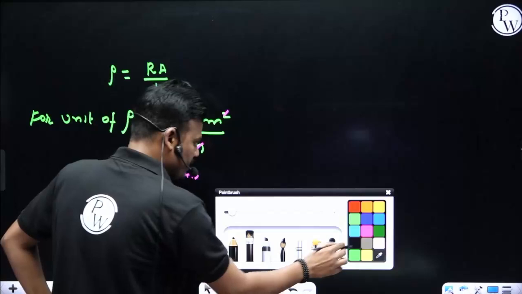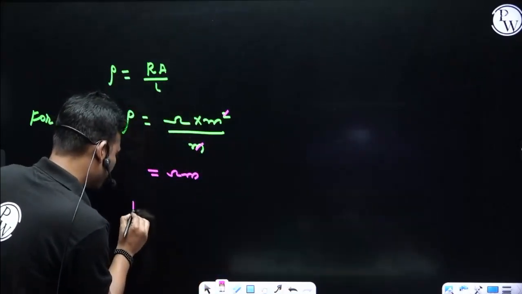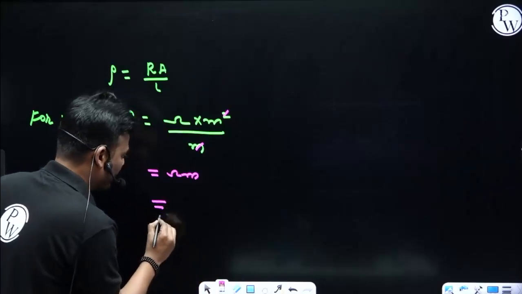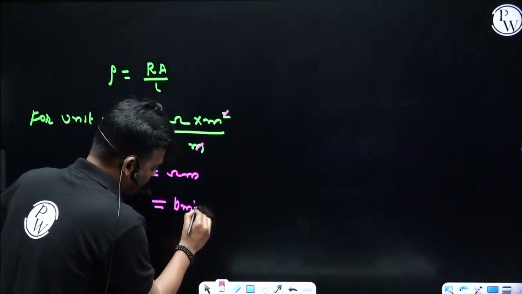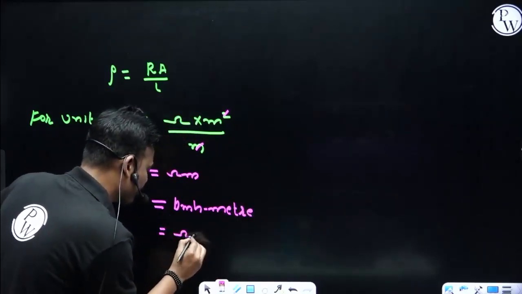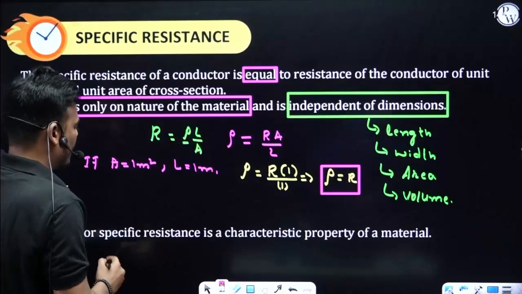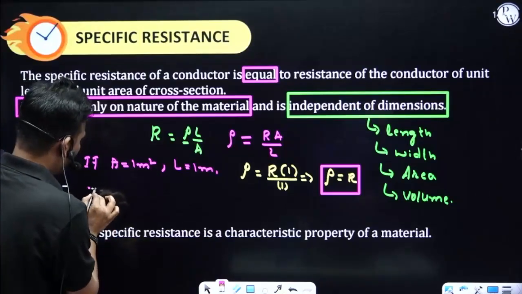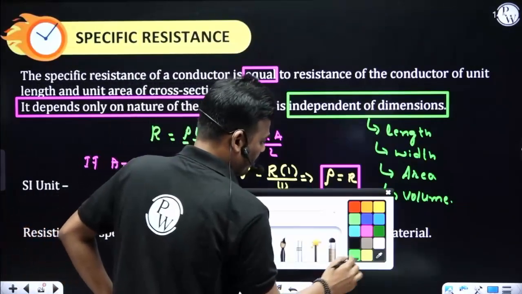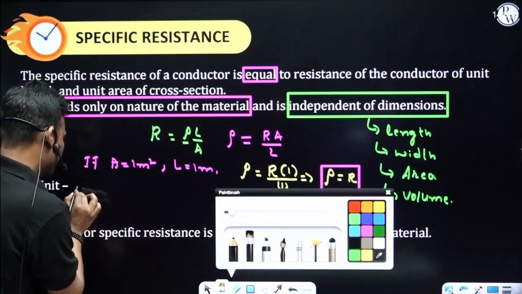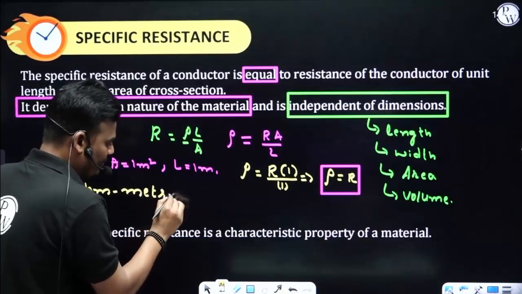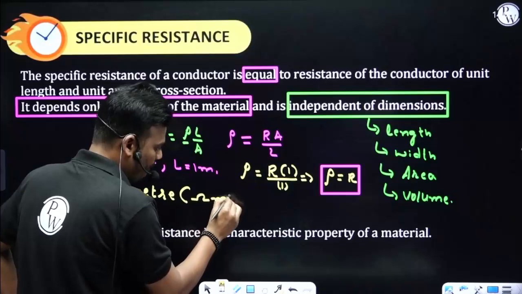And this ohm meter is the unit of resistivity. Symbolically, it is written as Ω m. Here I write it in words, then I write it symbolically. Got it?